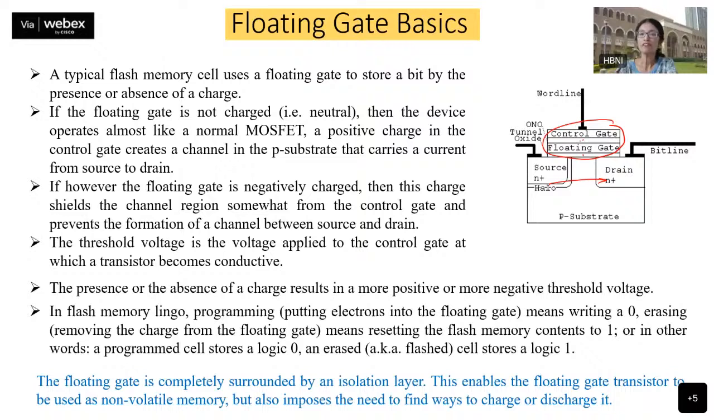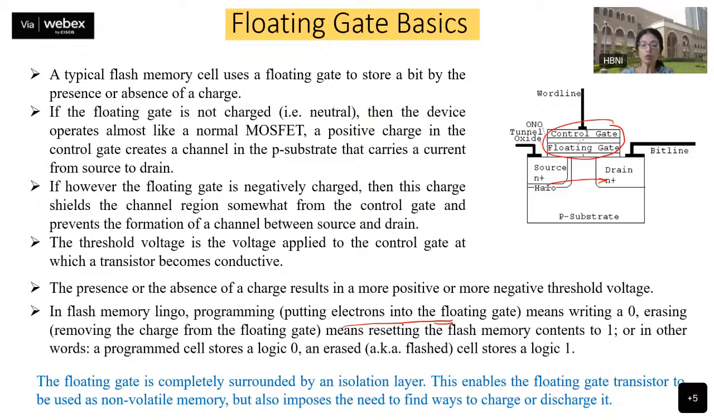In flash memory language, programming, or putting electrons into the floating gate, means you're writing a 0, because it prevents the formation of a channel between the source and drain. And erasing, or removing the charge from the floating gate, means resetting the flash memory contents to 1. So a programmed cell stores a logic 0, whereas an erased cell stores a logic 1. This is the basic of a floating gate.